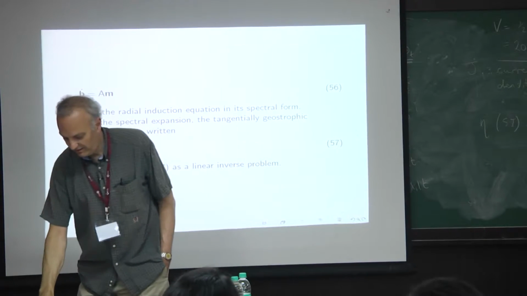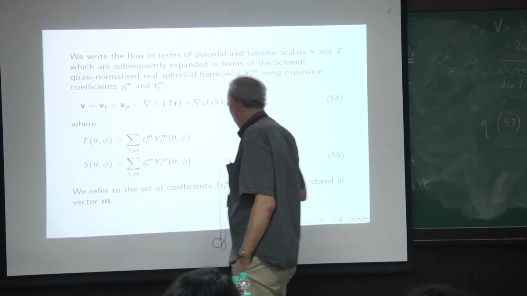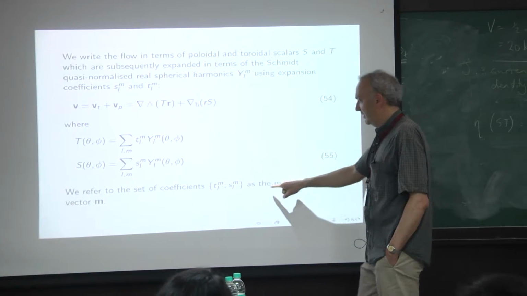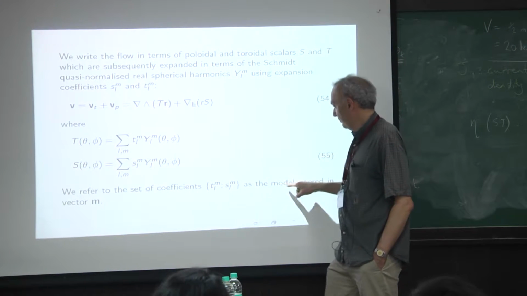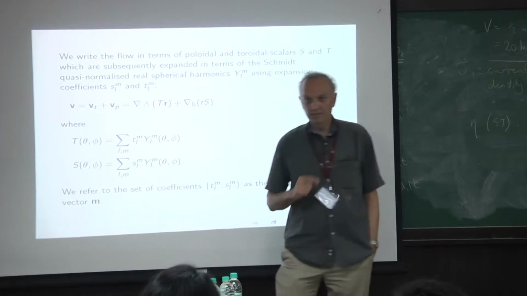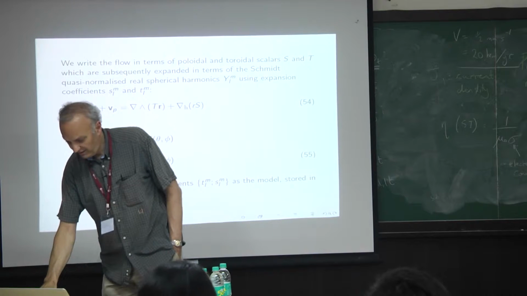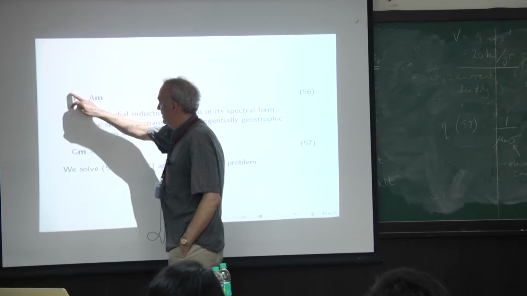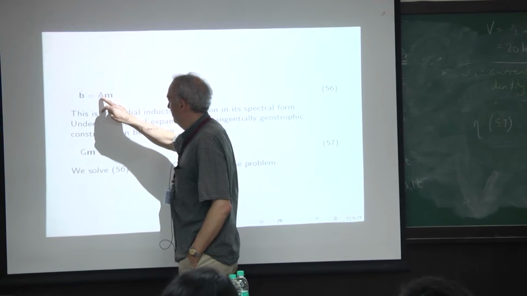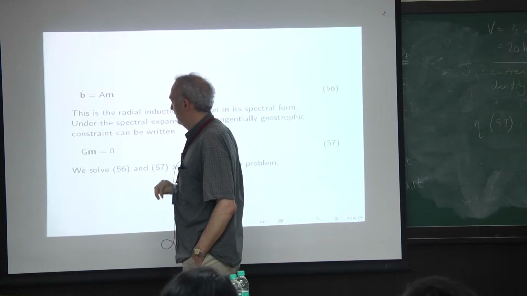So M is the vector of model coefficients T and S. So that's what we want to find, the model M. So we just have a big, nice linear set of equations: data here, a known matrix, and the model coefficients.